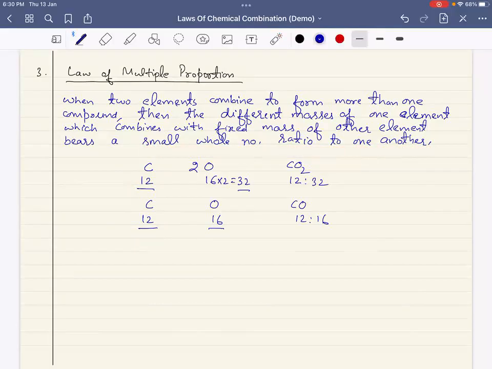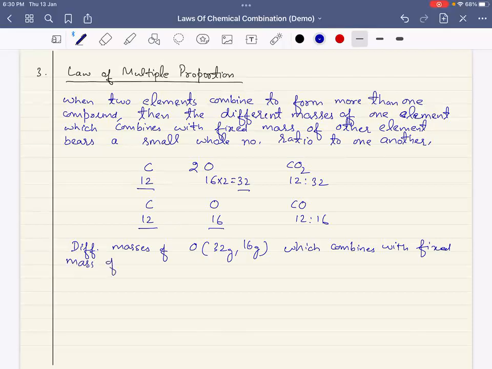Now let us calculate that small whole number ratio. Now see, different masses of oxygen, that is 32 gram and 16 gram, combine with the fixed mass of carbon, that is 12 gram. So they combine in 32:16, that is 2 divided by 1, that is 2:1 ratio they combine.